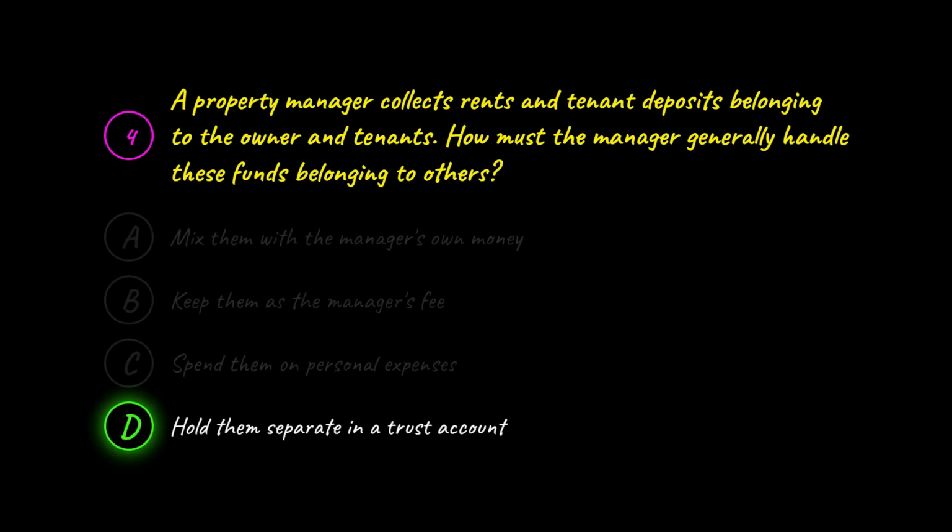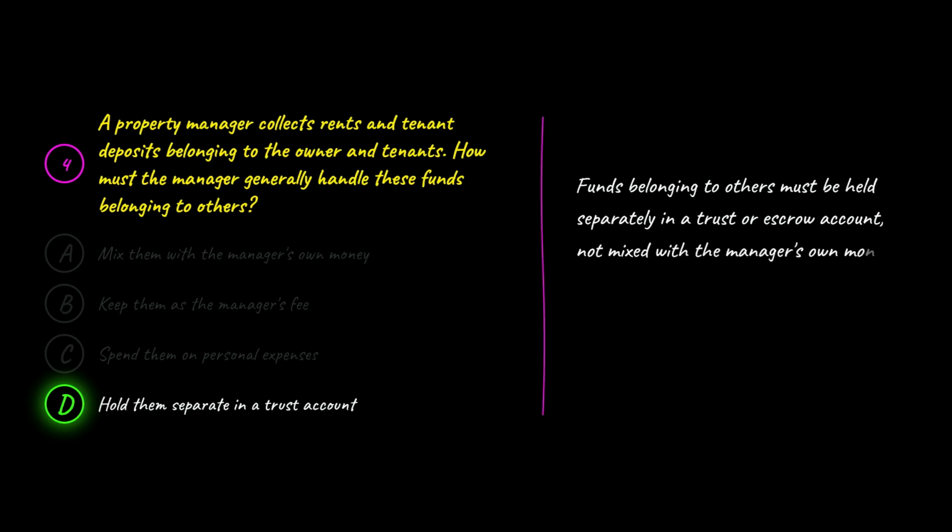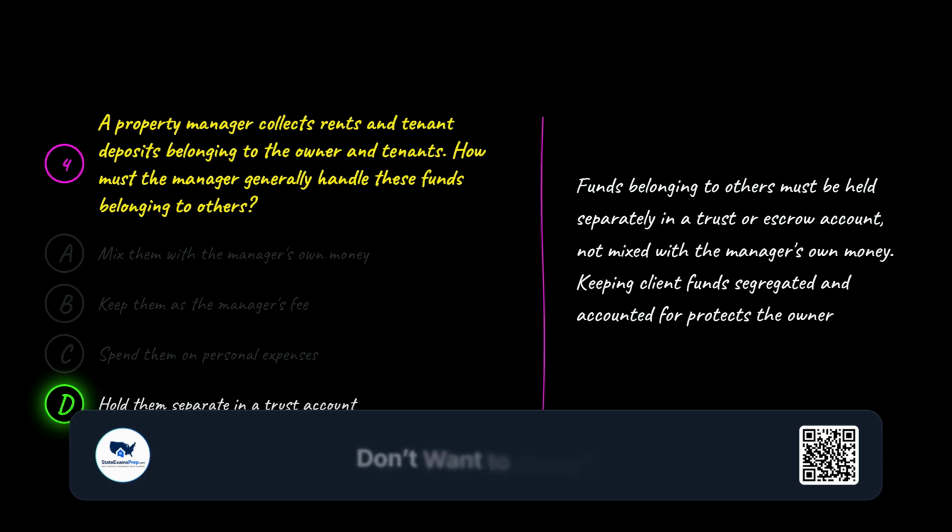The correct answer is D. Hold them separate in a trust account. D is correct because funds belonging to others must be held separately in a trust or escrow account, not mixed with the manager's own money. Keeping client funds segregated and accounted for protects the owner and tenants and is a core fiduciary duty.